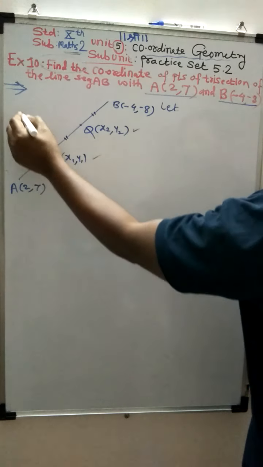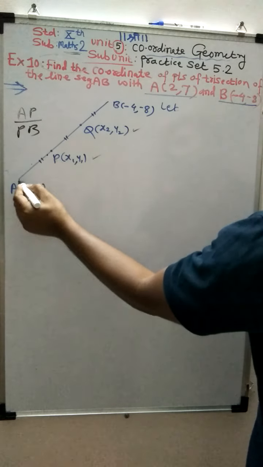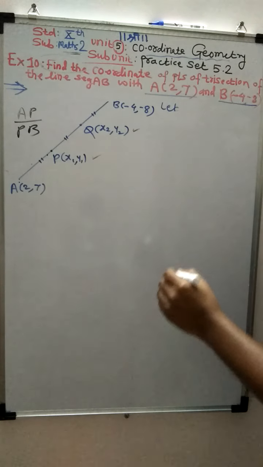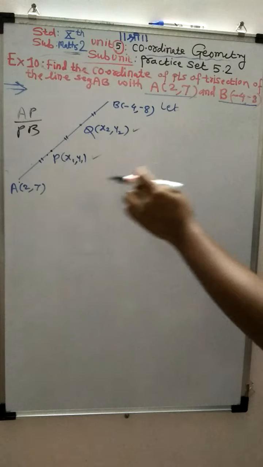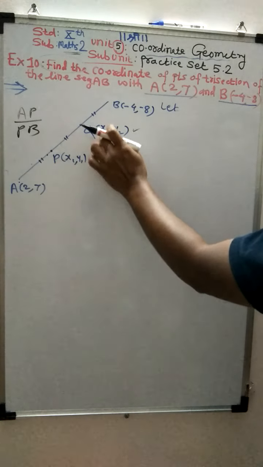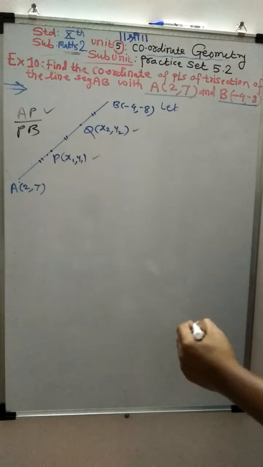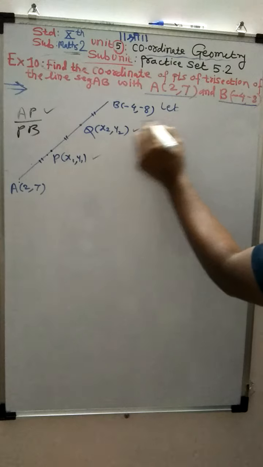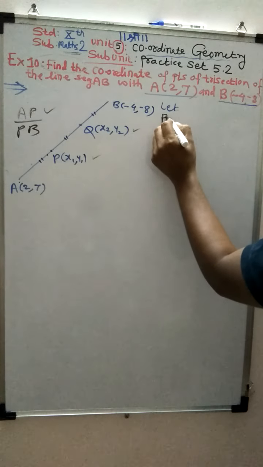First we find the ratio AP divided by PB. See here, AP divided by PB, so that we can use the section formula to find the coordinates of point P. Then we find the coordinates of point Q. How can we find the ratio AP to PB? See here, first AP, PQ and QB.